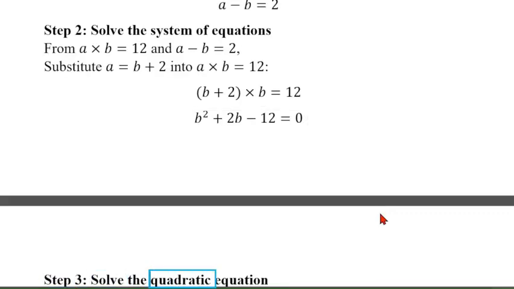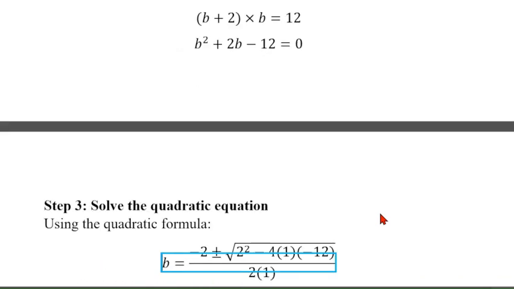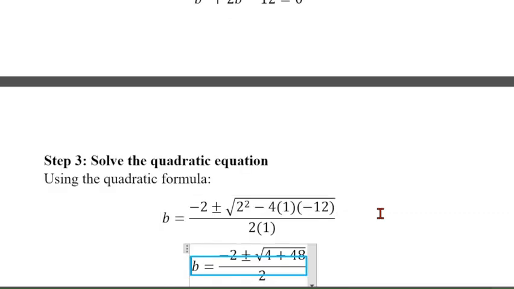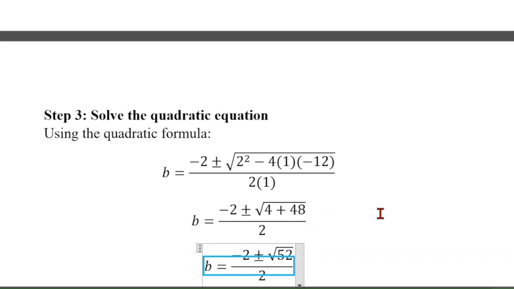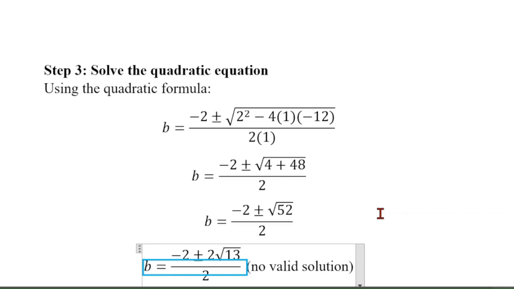Step 3. Solve the quadratic equation using the quadratic formula. b equals minus 2 plus or minus the square root of 2 squared minus 4 times 1 times minus 12, over 2 times 1. b equals minus 2 plus or minus the square root of 4 plus 48, over 2. b equals minus 2 plus or minus the square root of 52, over 2. b equals minus 2 plus or minus 2 square root of 13, over 2 (no valid solution).